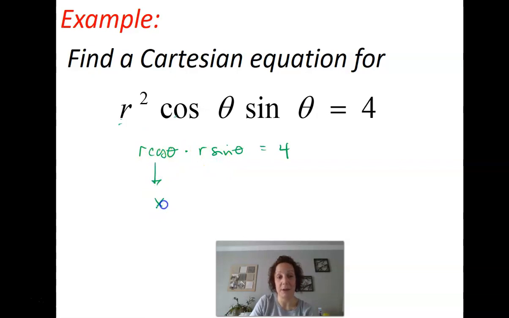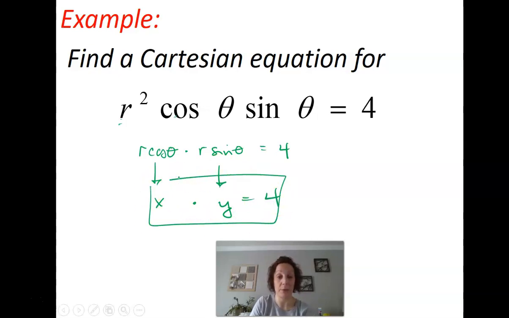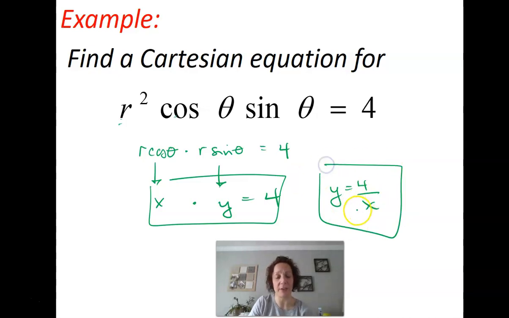This is nothing but an x. This is nothing but a y. So my Cartesian equation for this is just x times y equals 4, or y equals 4 over x. So if you wanted to write it like that, you could. And we know what that graph looks like.